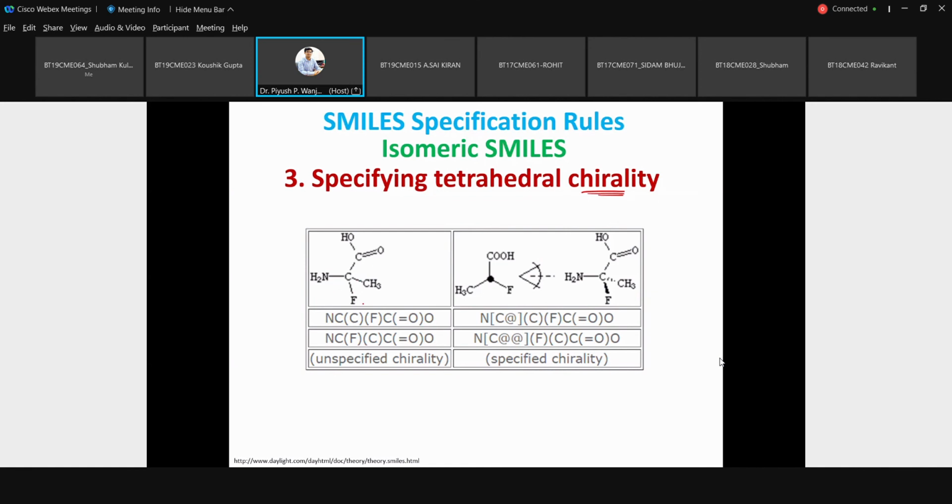Okay, so this chirality you can mention by this. Like here they have mentioned unspecified chirality. Okay, here they have mentioned specified. So in unspecified you don't have this symbol. In specified you have this symbol, @ or @@. Okay, so what is the meaning of this?